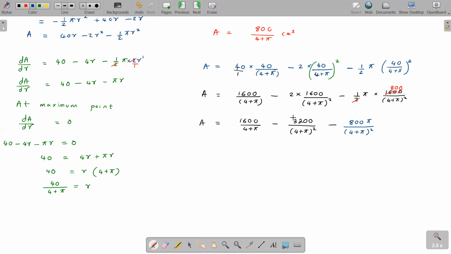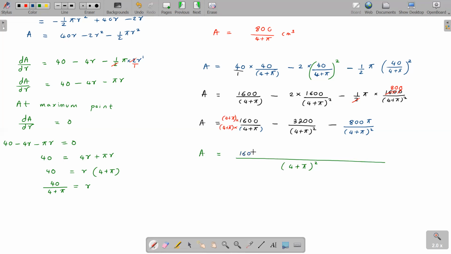This is okay. So now it's time to go for the common denominator. So what's the common denominator? Some have 4 plus pi, some have 4 plus pi square. So the common denominator can be 4 plus pi square. Here you have only 4 plus pi, so you need to multiply both up and down with 4 plus pi. The other two terms already have a common denominator. We don't need to multiply it with anyone.